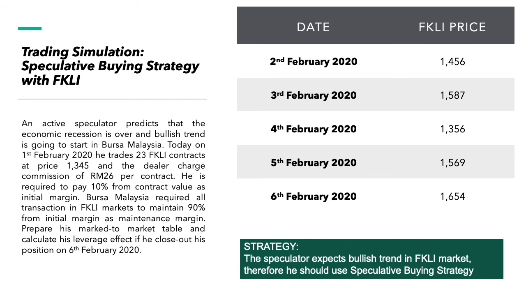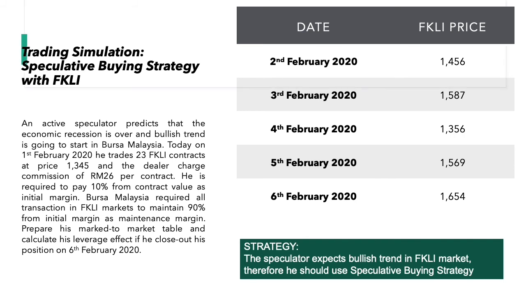Next, you can calculate maintenance margin per contract. So maintenance margin is 90% of the initial margin. So initial margin is 6,725 ringgit. Maintenance margin is 90% of it. So therefore, the maintenance margin is 6,052 ringgit and 50 cents.